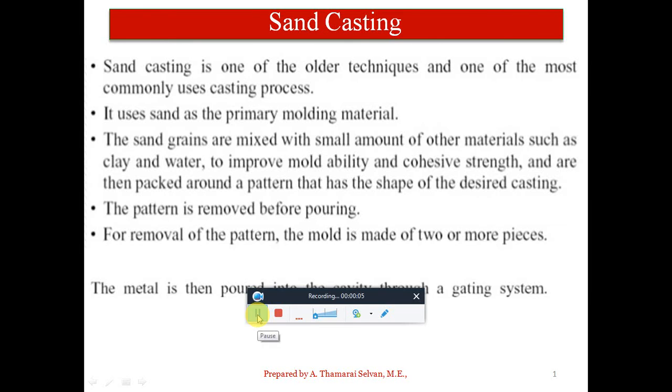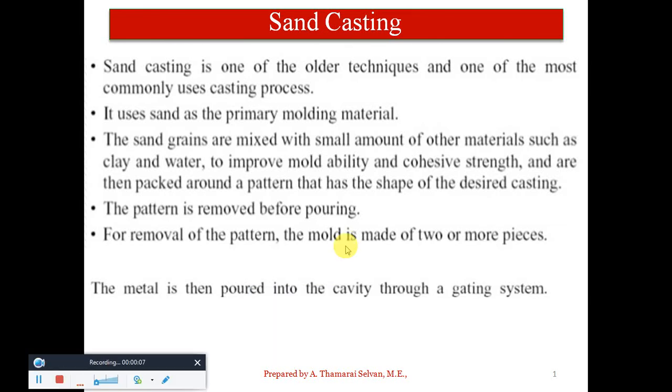In this session, we are going to see about the sand casting process. This sand casting process uses sand as a primary molding material, and this is one of the older techniques and most commonly used in casting processes, because it is very cheap.